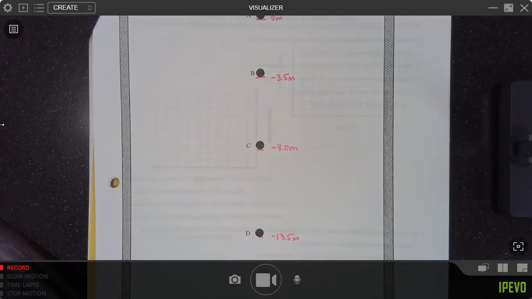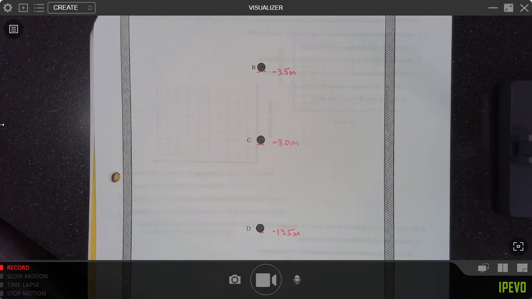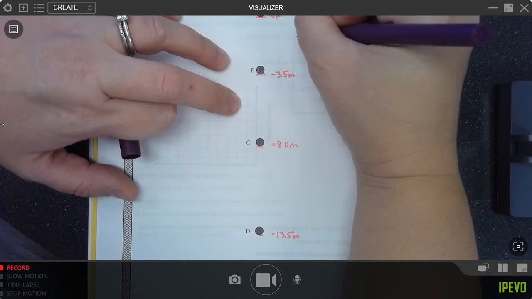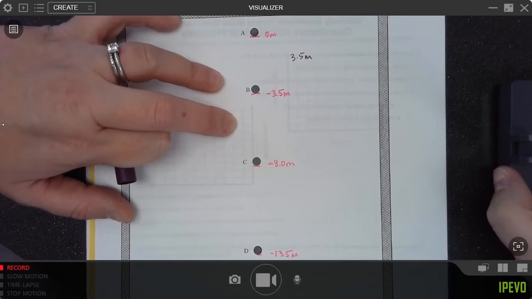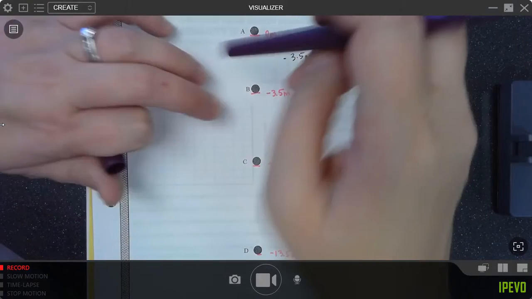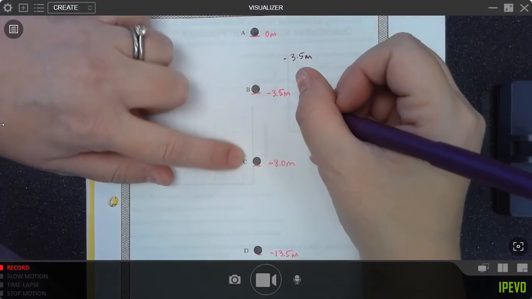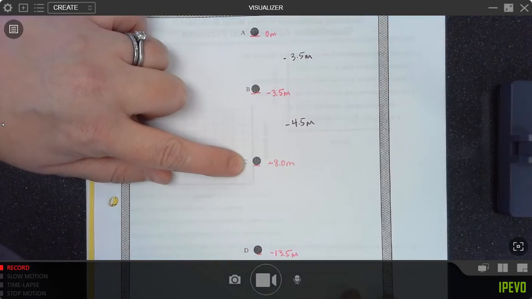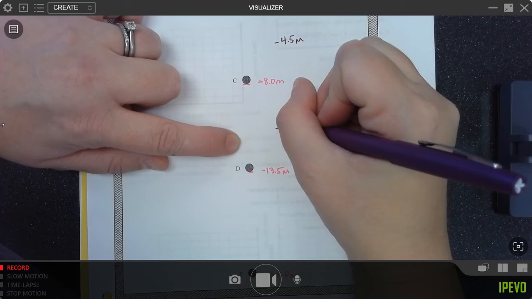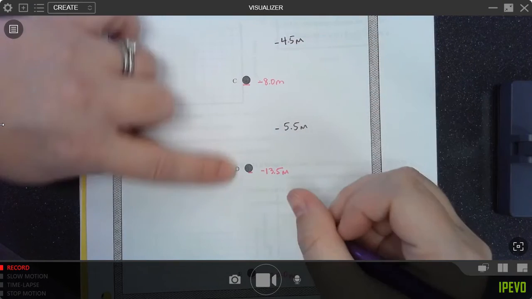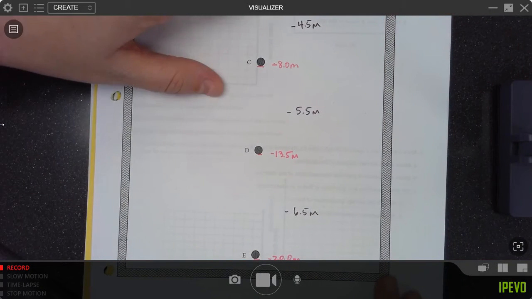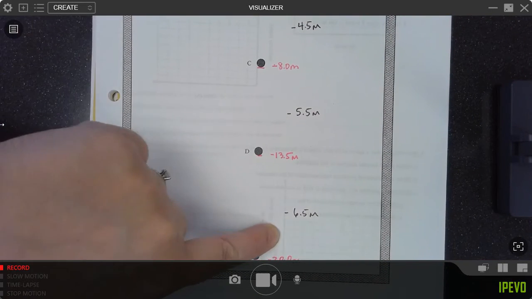Now, another way that you could look at patterns here is you could look at the differences between these. So the difference here would be 3.5 meters, right? And it's minus 3.5 meters. The measurement between the next two should be 4.5 meters. Between the next two, do you guys see a pattern here? The next two is minus 5.5 meters and then minus 6.5 meters. So if I'm looking at the change in position, I can see a pattern there.